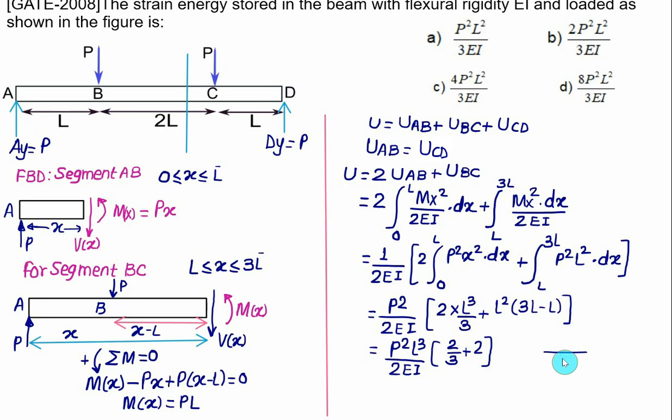The LCM is equal to 3. We have 2 plus 6, that will be 8 by 3. 8 by 3 divided by 2 will be equal to 4 by 3. So finally the strain energy will be equal to 4 by 3 times P squared L cubed divided by EI. Actually it should be P squared L cubed divided by 3EI. Choice C is correct.